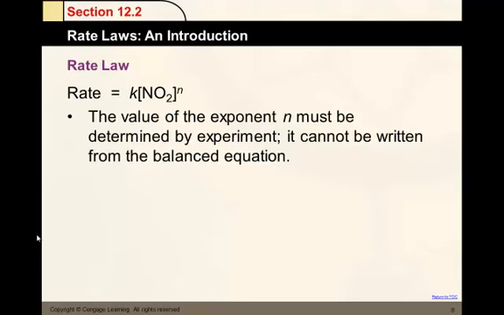The value of the exponent n must be determined experimentally. You can't assume that the coefficients that you see in a balanced equation are the exponents, like they were back when we talked about Q, for example, products over reactants. There, the coefficient was the exponent. That is not the case with rate law.